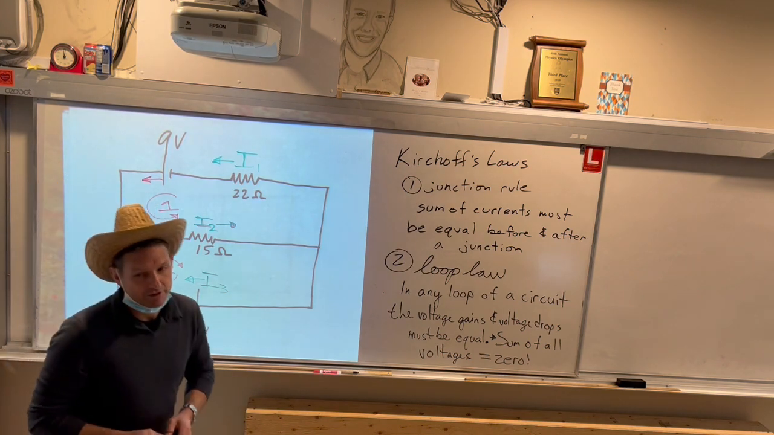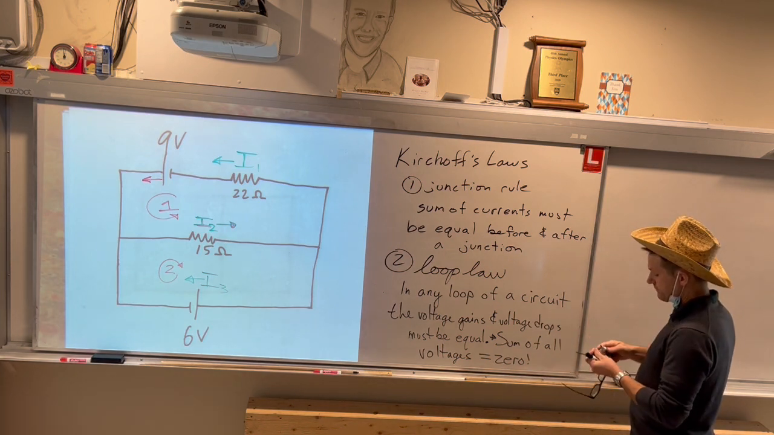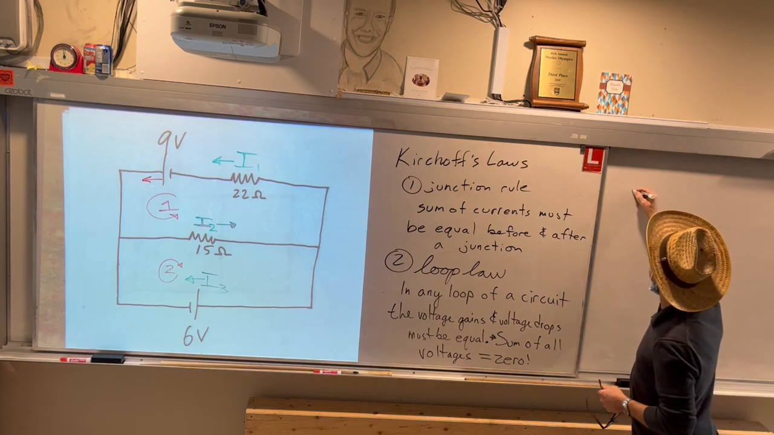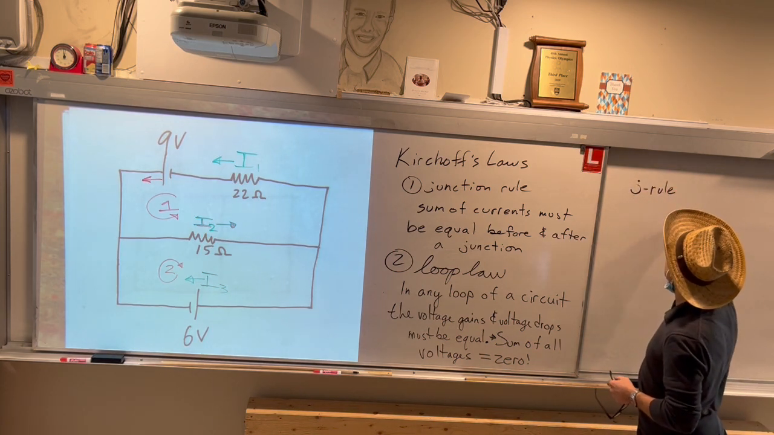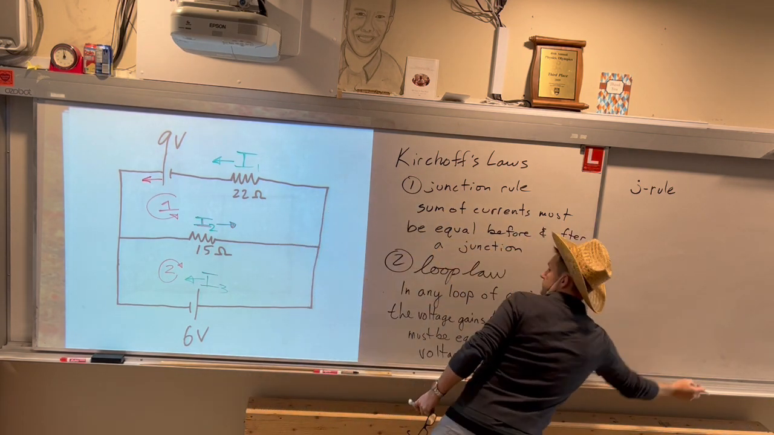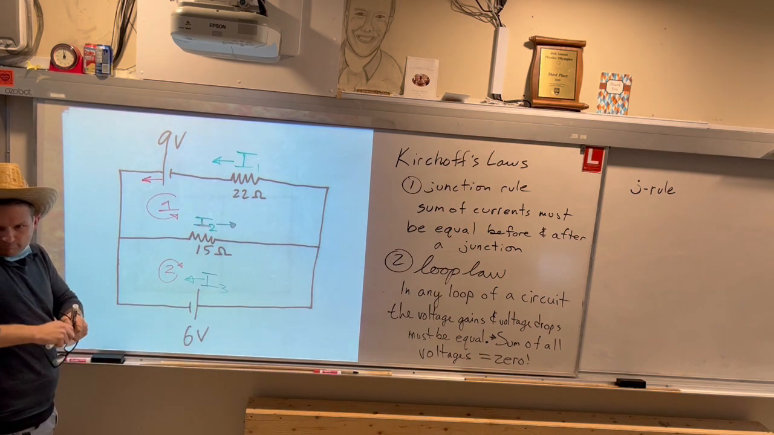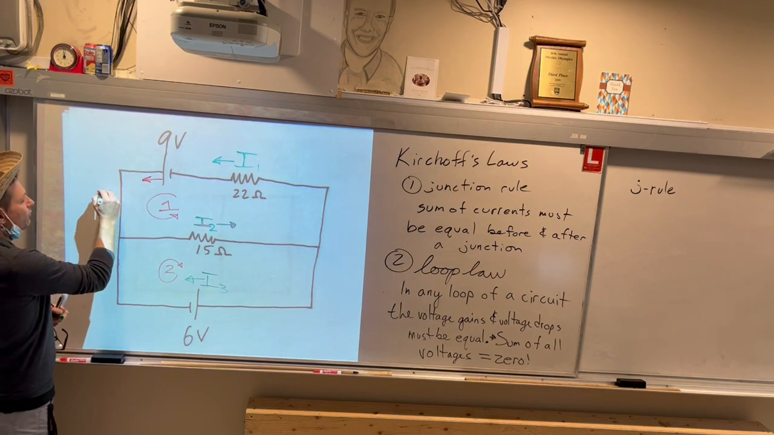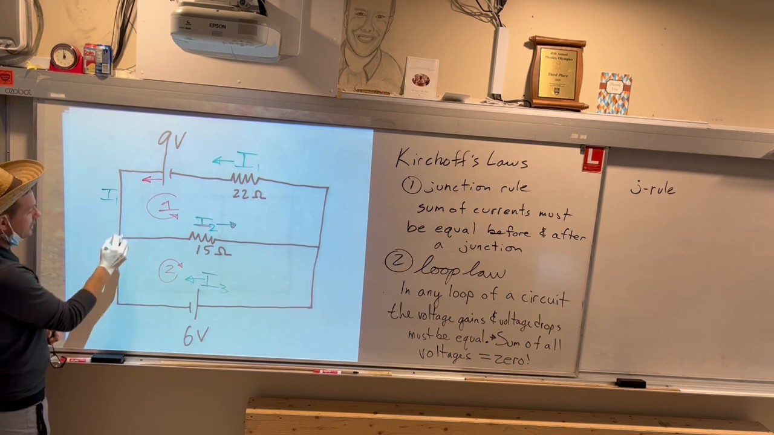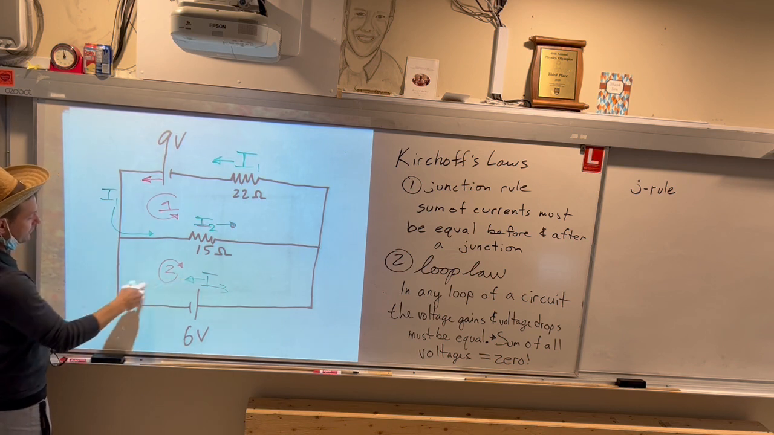Now we gotta do some math. So we're going to say, based on our junction law, the junction rule would say that right here, well, you tell me, this is I1, right? Where's it going to go? It's going to come down and go this way into I2. And what's I3 going to do?